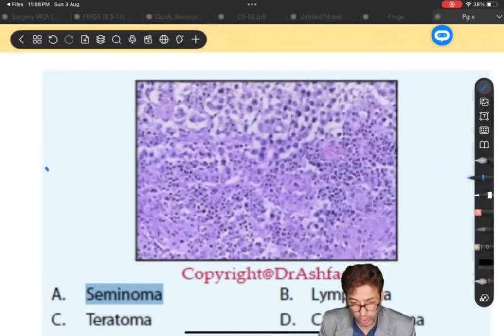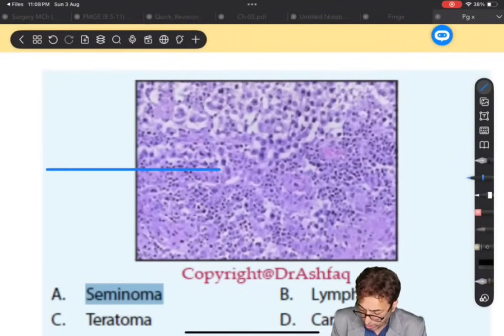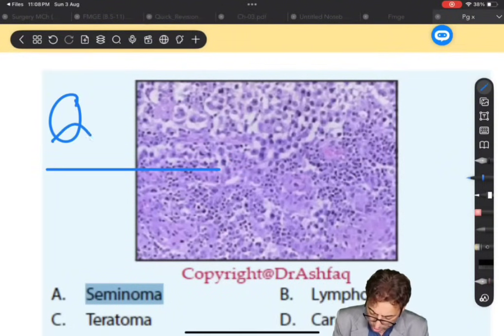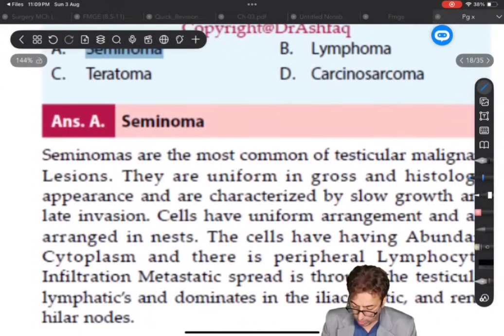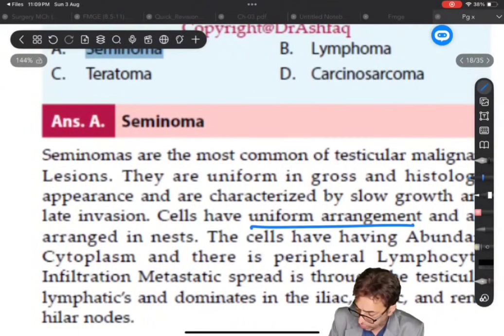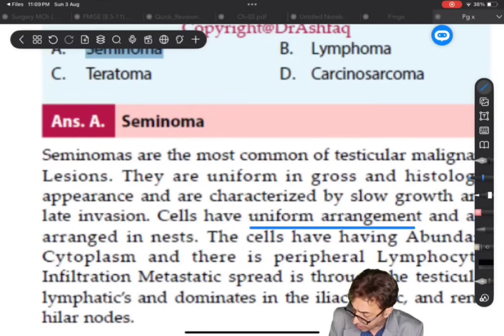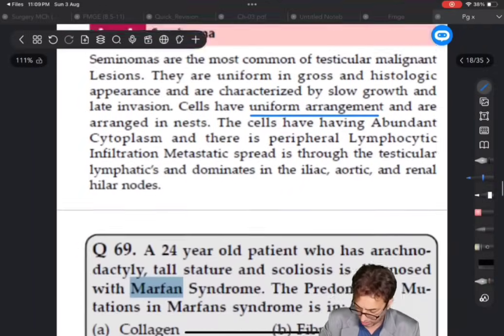So that's important. So here is the image, and this is a question. What I can say, a direct question. So important, I have mentioned. Now, I have emphasized in my question line the uniform arrangement of the cells, and that's classic of seminoma as far as the testicular tumors are concerned.